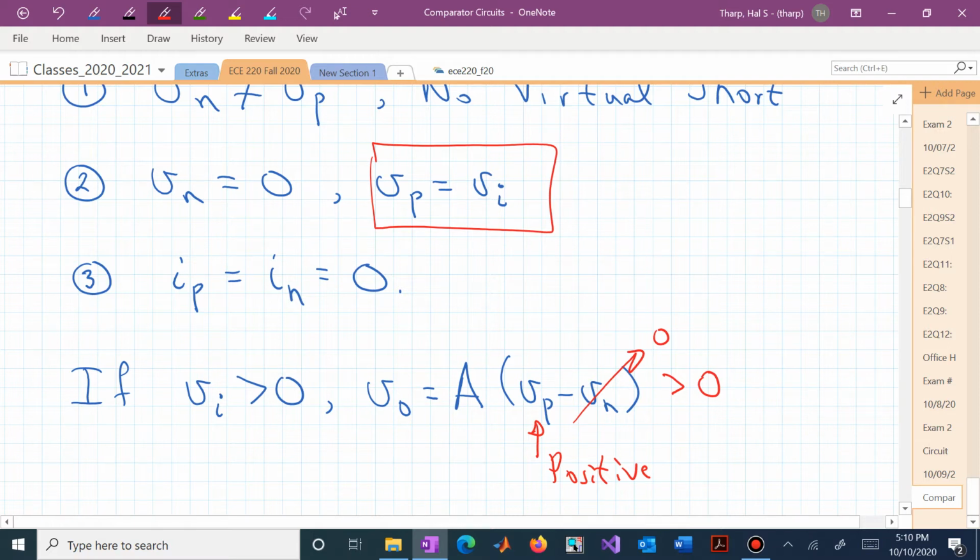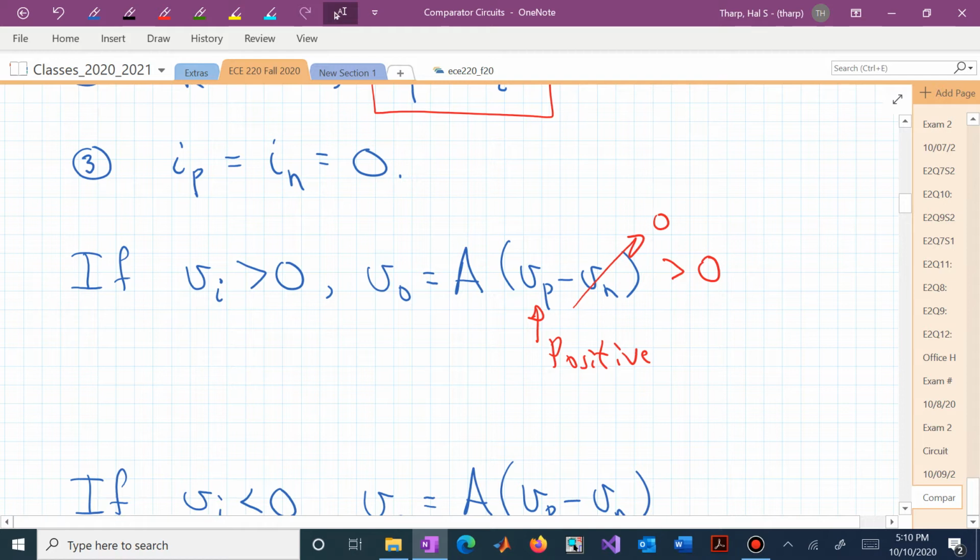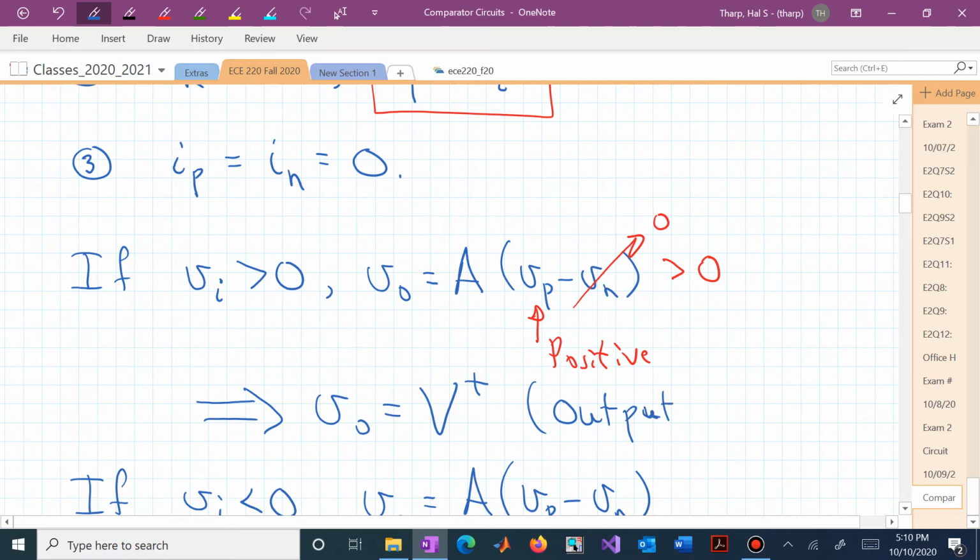If our output is bigger than 0, it's actually going to just rail. The output is going to saturate immediately. So V sub 0 is going to equal our positive voltage supply rail. So our output saturates, and it's equal to the positive voltage supply rail when the input voltage V sub I is bigger than 0.